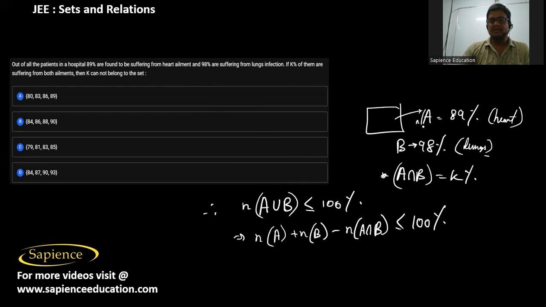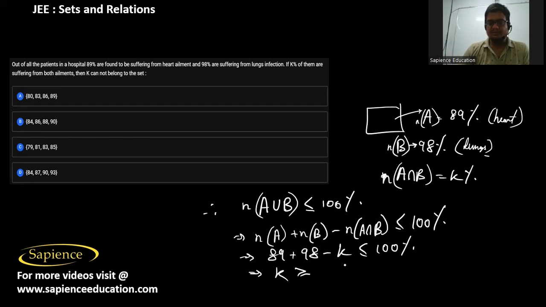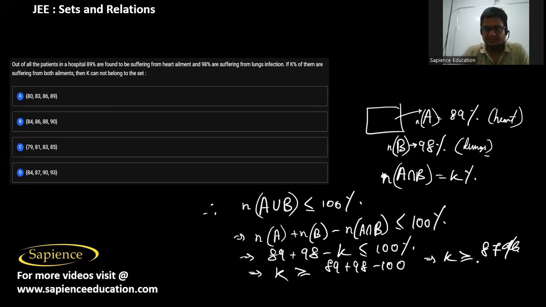Now n of A is 89%, n of B is 90%, and n of A intersection B is k%. So that means 89 plus 98 minus k is less than or equal to 100%. It means k should be greater than or equal to 89 plus 98 minus 100. So 98 minus 100 is minus 2. So K should be more than or equal to 87%.